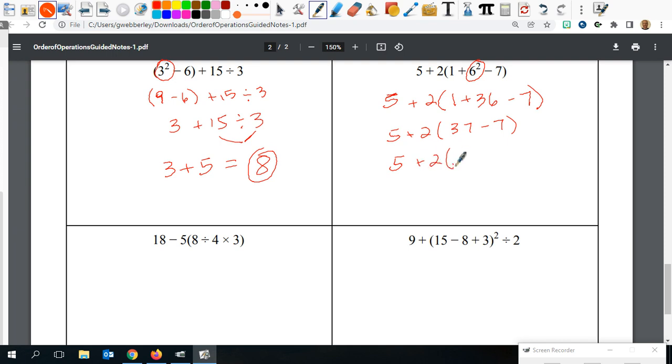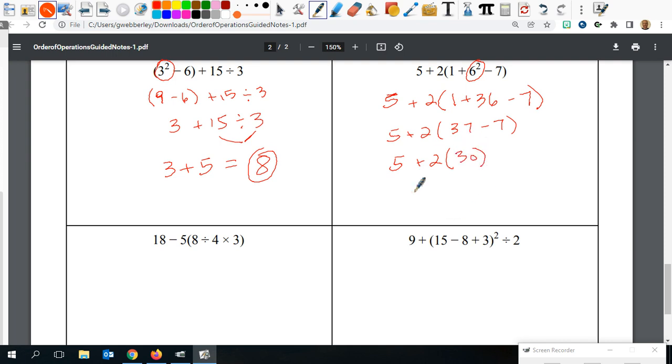Now you do not ever want to do 5 plus 2. You do not want to make a 7 out here. It's very tempting, but that 2 has to multiply this first before you can add with the 5. I've seen students just want to make that 7. So it's got 30 now here.